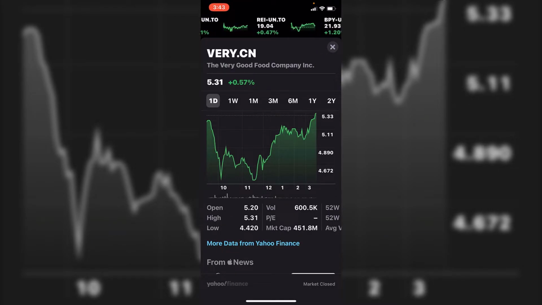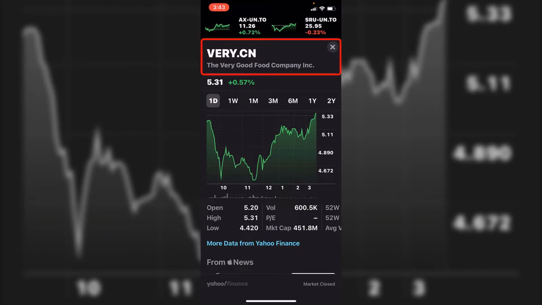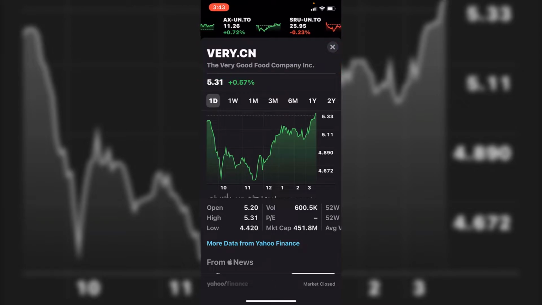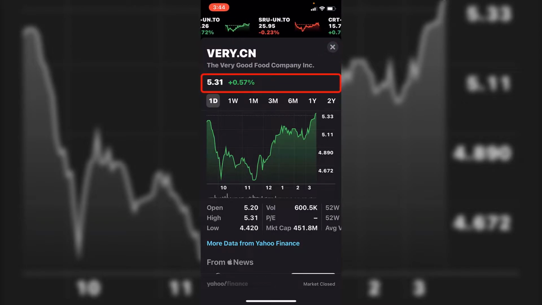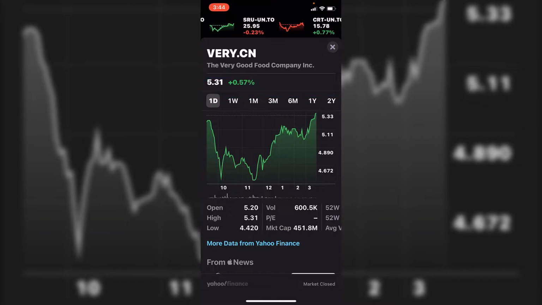So as you can see, when you touch any stock, the information it gives you on the top, the stocks that you see moving, those are the ones that are in your watch list. Underneath, it gives you the ticker symbol and the full name of the company. And a little bit further, it gives you the price. And if you take a look, it shows you the percentage of increase and decrease.